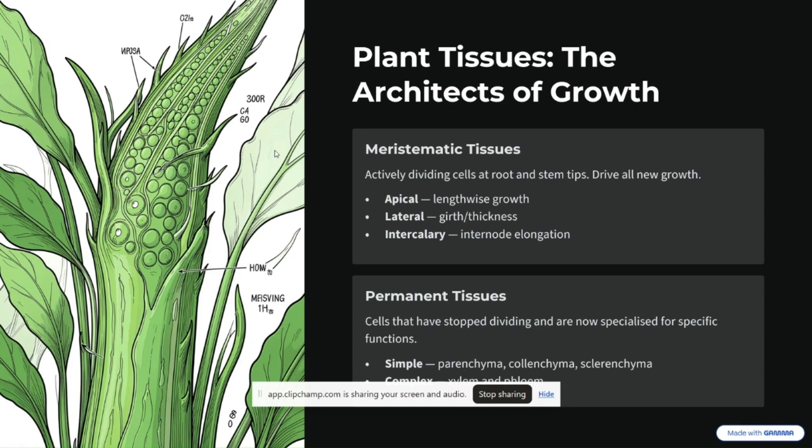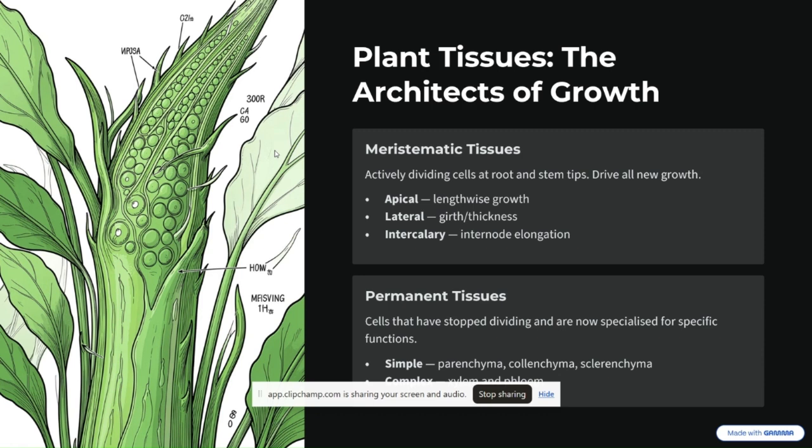So meristematic tissues are present in the apical area, lateral area, and intercalary area. So what is the apical area? The root area, the root part. The meristematic tissue grows the root length. In the lateral part, the meristematic tissue increases its thickness. But in the intercalary area, that means the internode area, meristematic tissue elongates the internode.